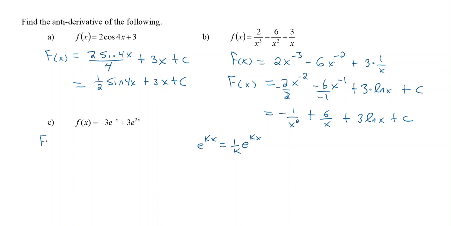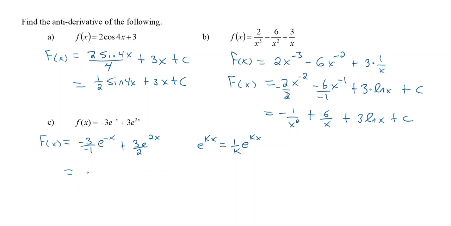So the antiderivative would be, so our k value here is like negative 1. So like 1 over negative 1, this would just become, so it's like we've got negative 3 over negative 1 e to the power of negative x plus, and then this would be 3 e to the 2x, and then 1 over 2. So this would be 3 over 2.